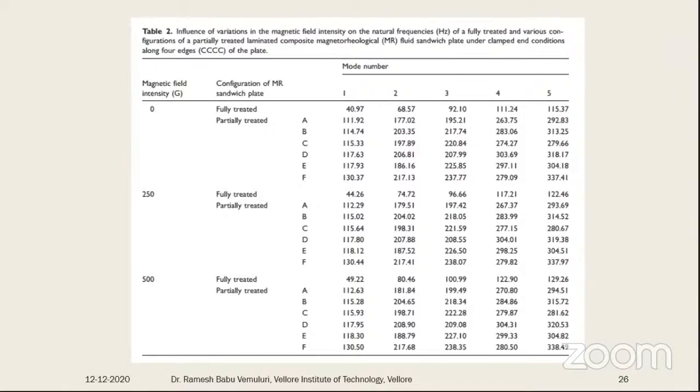So we can observe various types of partial treatments: A, B, C, D, E, F. This F is the one where we have this 100 by 100 patch divided into four different patches, like 25 by 25. So that's why its natural frequency is very high. There is a lot of variation because of this splitting of patches. It is only one patch, and this is four different patches. Then obviously you can see a lot of difference here.